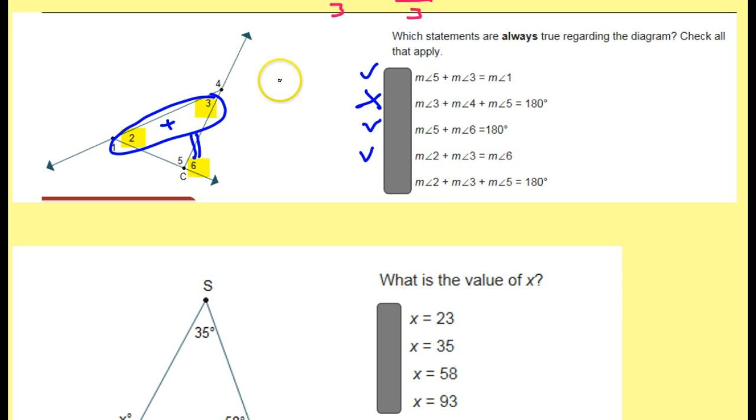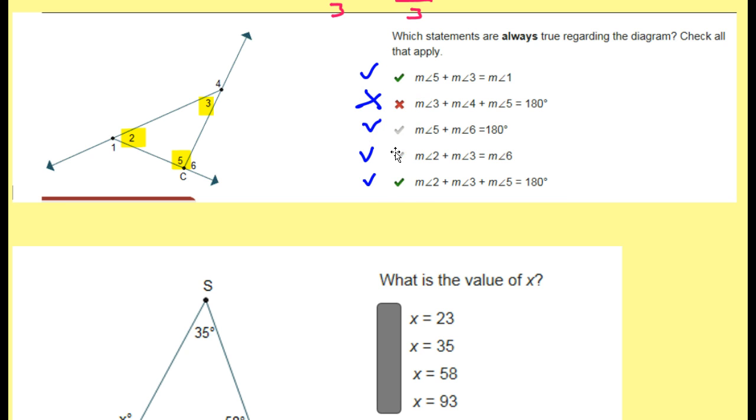Angle 2 plus angle 3 plus angle 5 equals 180. I think I even said that earlier. Those are the three angles inside the triangle, and we know that the angles inside a triangle always add up to 180. So that should always be true. So basically, all of these are true except for the second one.